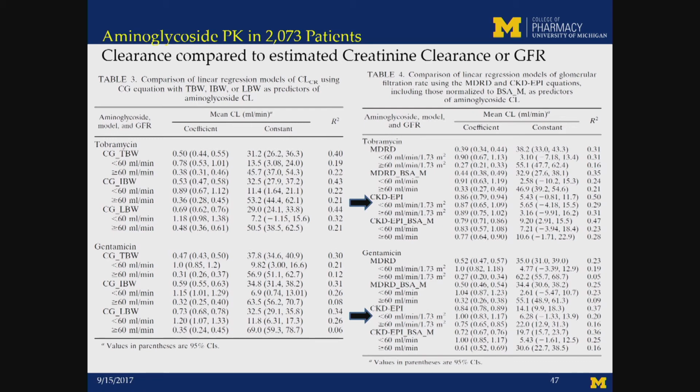And when you look at that, what we found is that the chronic kidney disease epidemiology equation actually gave us the best correlation. But it's really important to show that even for a drug class like the aminoglycosides that are considered to be well correlated to clearance, an equation like the CKD equation only explains 50% of the inter-individual variability in the clearance of the aminoglycosides. And so this is again the rationale for using therapeutic drug monitoring to modify the dose of this drug.